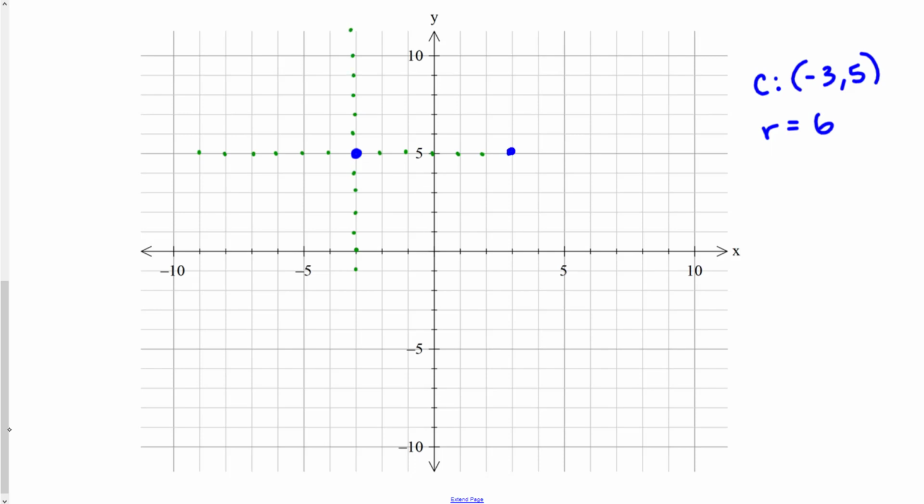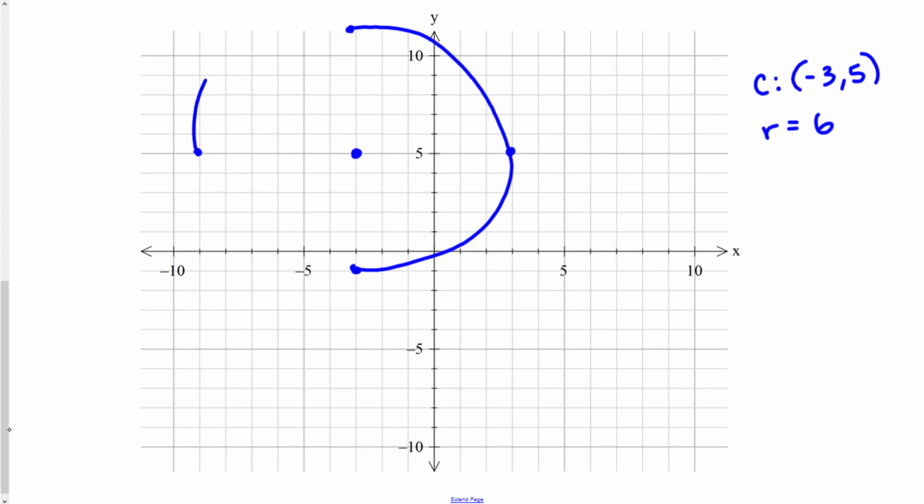Alright, so that means I have a point here on my circle, here, here, and here. And the rest of these aren't actually part of the circle. They were just used for me to find the points that were. So I'll get rid of them now. Now I just need to draw in my circle. Let's draw it as best I can.